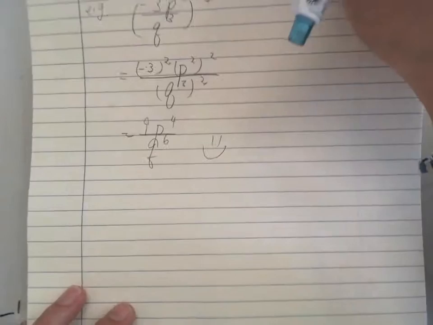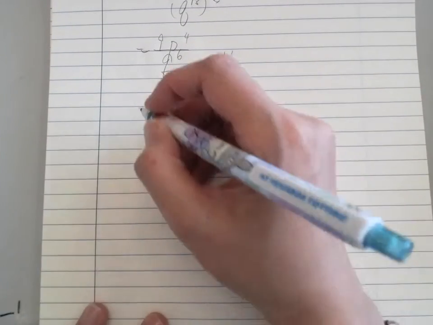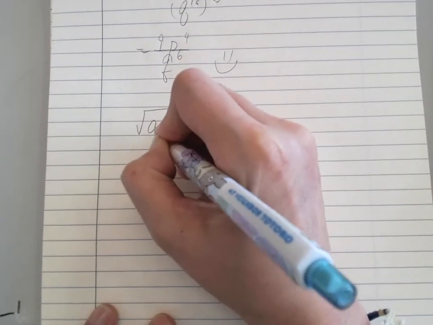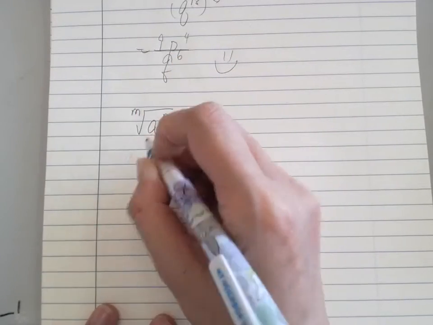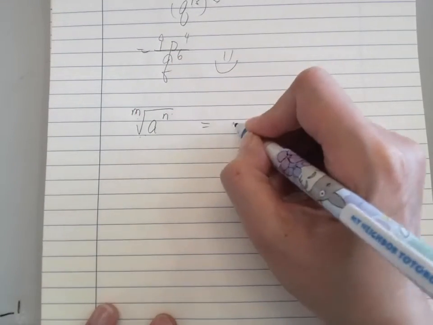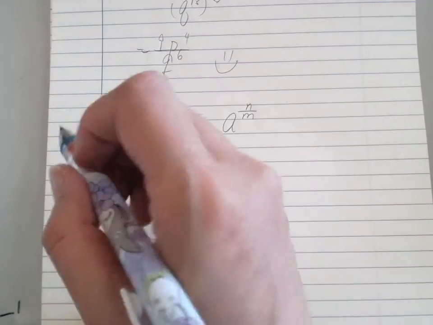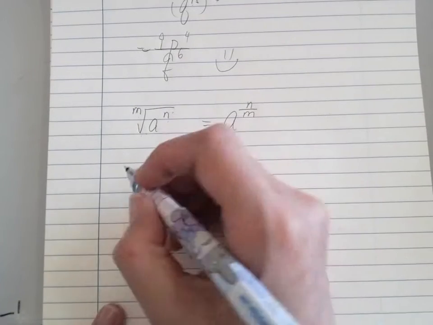All right? And then the next bit is the rational exponent. So it's really the square root. When we have the m-th root of a to the power n, we have a to the power n over m. Inside over outside. Inside over outside. Remember that. Example.